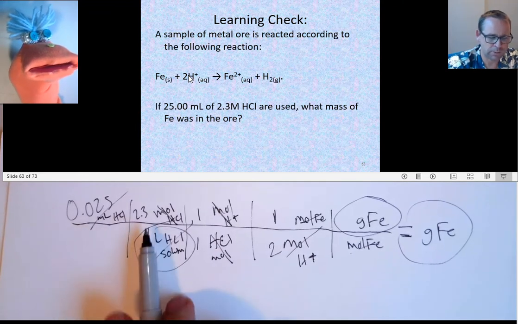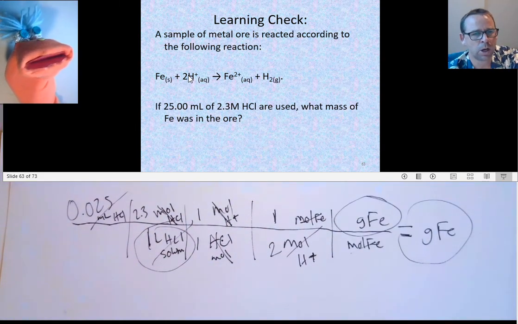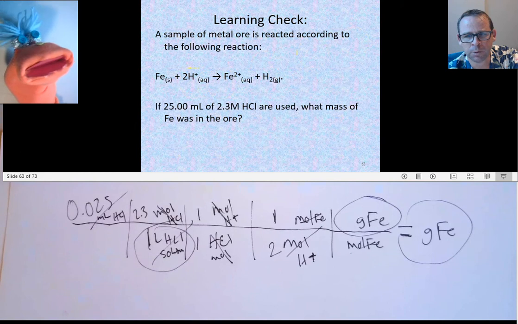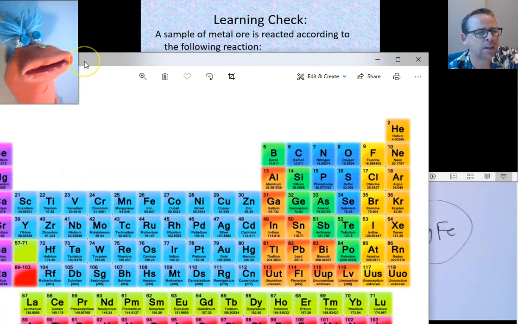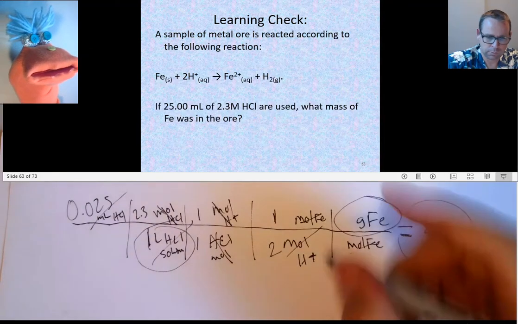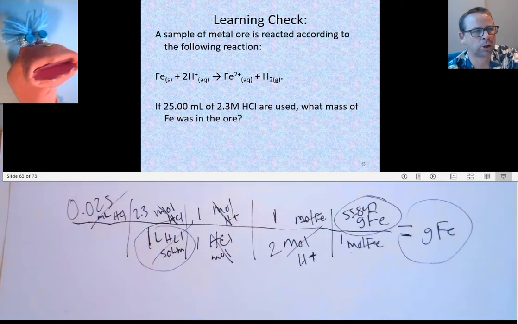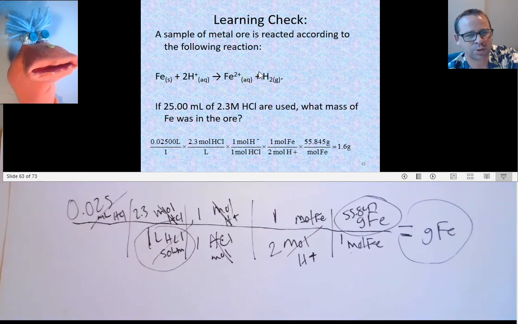So 0.025 times 2.3 divided by 2, and what do I need here? Oh, that's grams of iron for every mole of iron. That's just the periodic table. Do you have that? Yeah, so that is iron, 55.847, 55.847 grams for every mole. Okay, good. Excellent job. So 1.6 grams of iron.